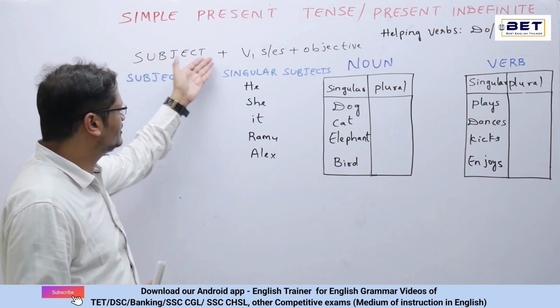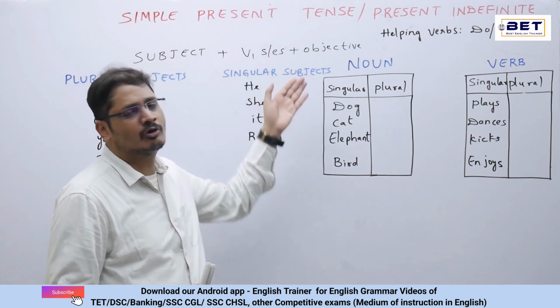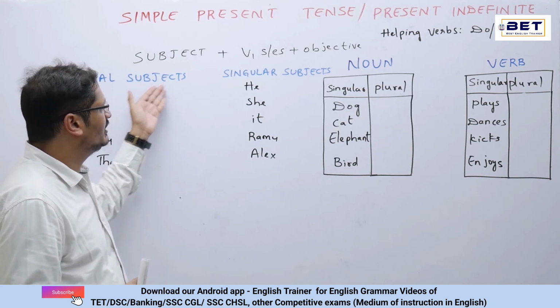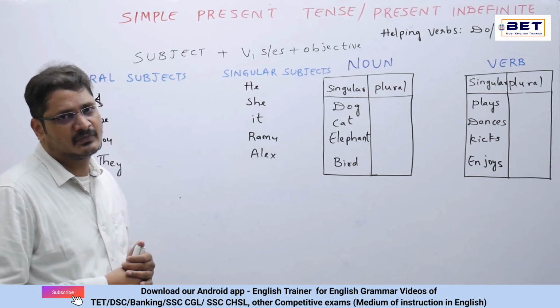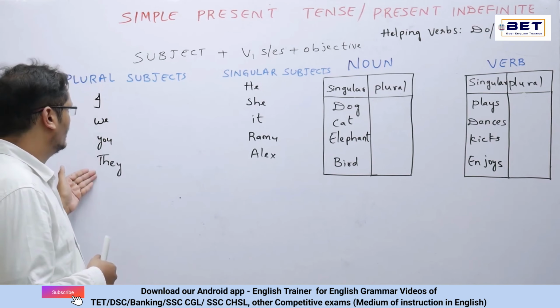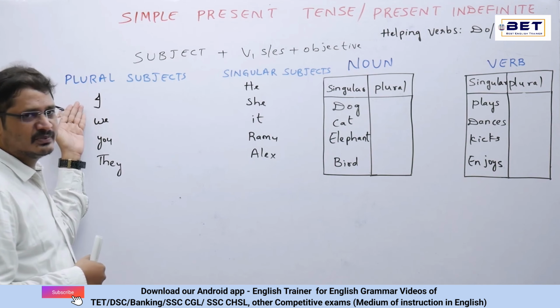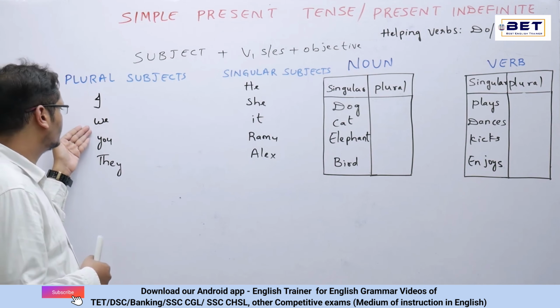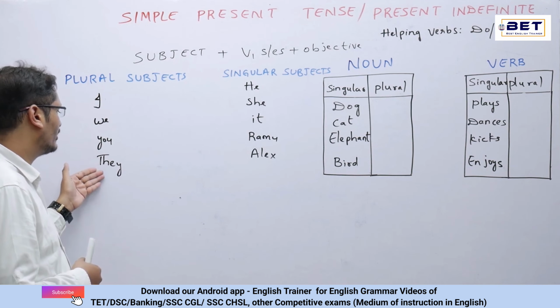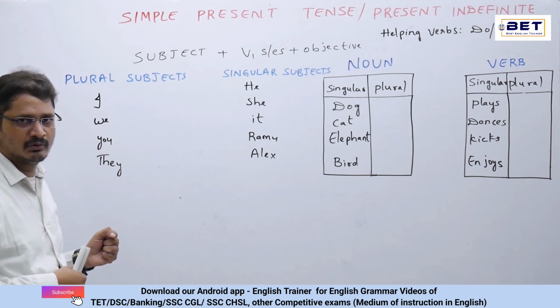Structure is subject plus V1 S or ES plus objective. Here we have the plural subjects. Here we have the singular subjects. For example, I, we, you, they. Now, I is the first person singular, we is first person plural, you is second person singular and plural, they is altogether the third person plural over there.